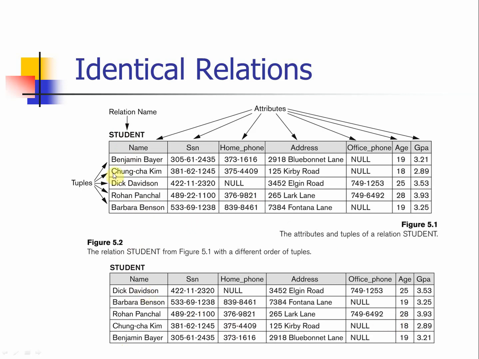So you need to understand the only difference is that in here we have Benjamin listed as the first student, while we have Dick listed as the first student over here. The order is different from the two tables. However, we consider two tables are exactly the same since order does not matter in database. It should be pretty straightforward and understandable.